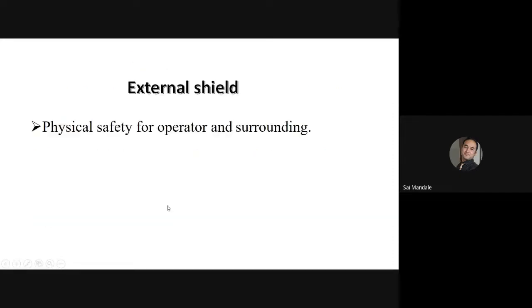External shields. It is the shield in which the nuclear reactor is placed. It is the safety compartment or room in which the operators and the surroundings can be placed for controlling the operations.